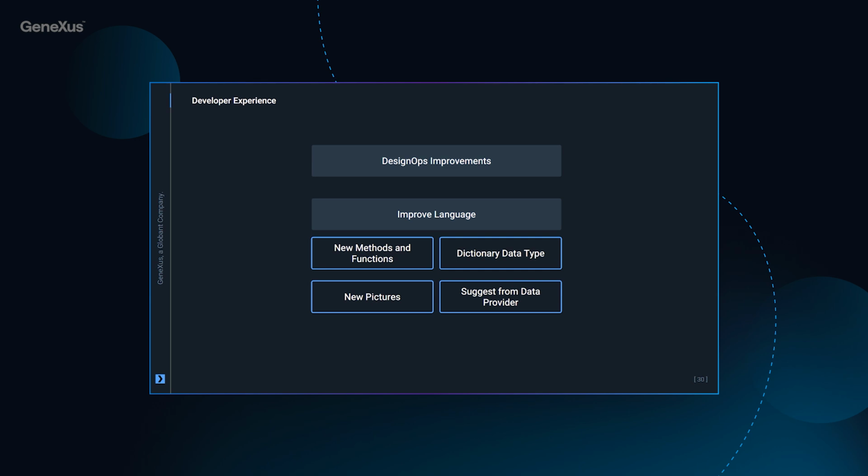In addition, we have incorporated improvements in the design ops process, for example, improvements in the import from Sketch and import from Figma, which allows this process to be much more agile. And on the other hand, we have included improvements in the GeneXus language, which also improves the productivity of developers.